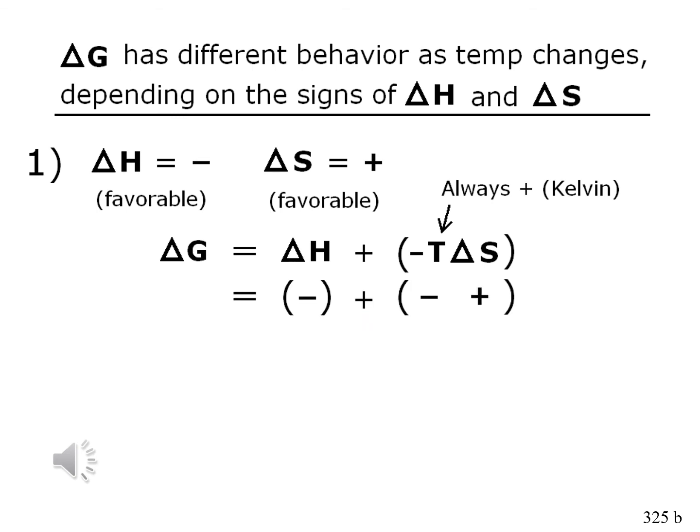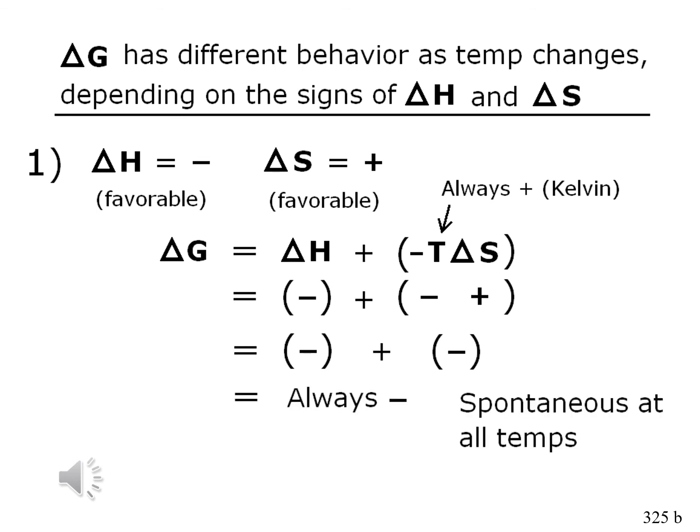So let's suppose that you plug in a negative H and positive S. If you look at the second term, temperature is never going to change the sign because all Kelvin temperatures are positive. So if you take minus a positive in math, you're going to get a negative. And when you add two negative numbers, there's no way to get anything but a negative answer. So the delta G will be negative no matter what the temperature is.